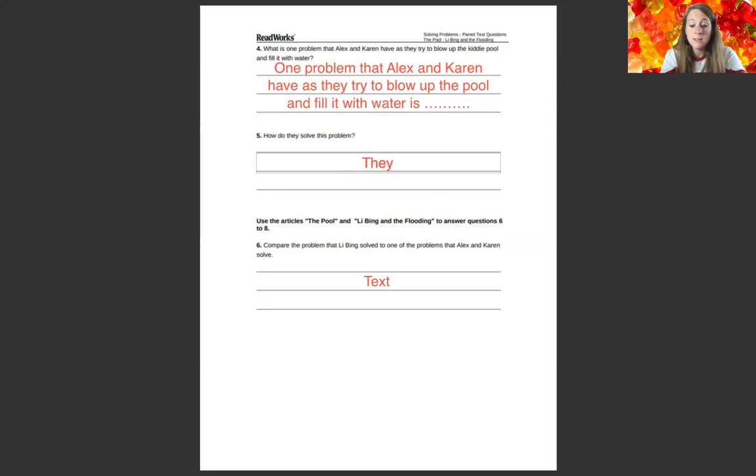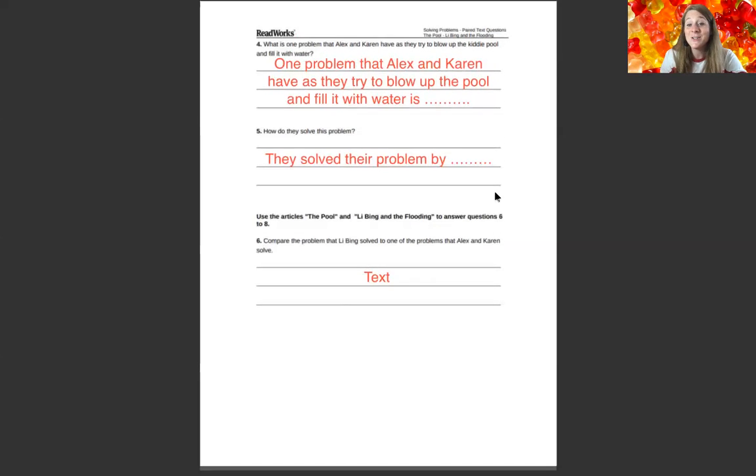You'll say they solved their problem by, and you guys write down how they solved their problem. And again, you could say they solved their problem by using strong tape. They solved their problem by using the spout in the backyard. They solved their problem by finding an air pump. You're going to pick what fits what you picked on number 4. How did they solve the problem that you wrote down on number 4? Put that on number 5. Okay, you guys can do it. All right, you guys can do it, and I know it.